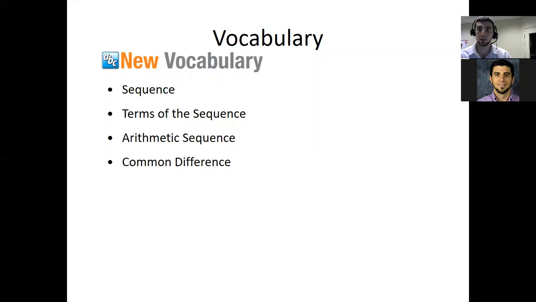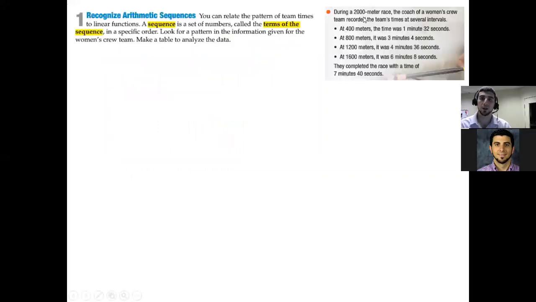So in the setup here, during a 2,000-meter race, the coach of a women's crew team recorded the team's times at several intervals. At 400 meters, the time was 1 minute 32 seconds. At 800, it was 3 minutes 4 seconds. 1200, 4 minutes 36 seconds. And 1600 meters, it was 6 minutes 8 seconds. They completed the race with a time of 7 minutes 40 seconds.